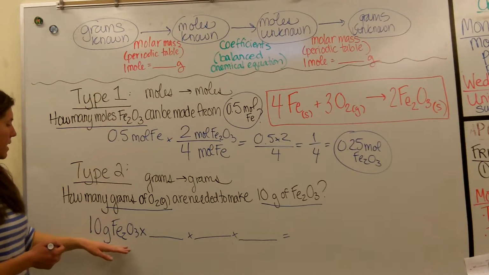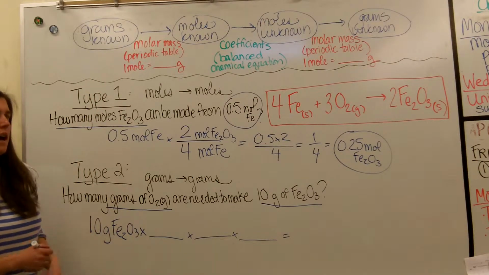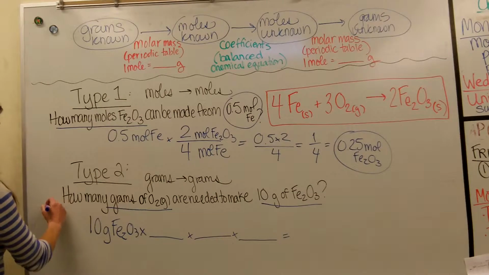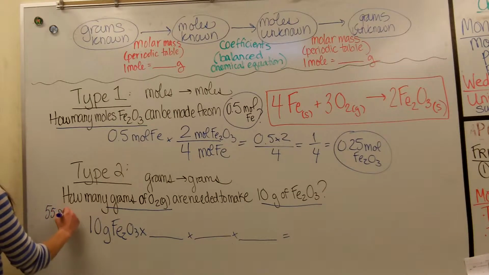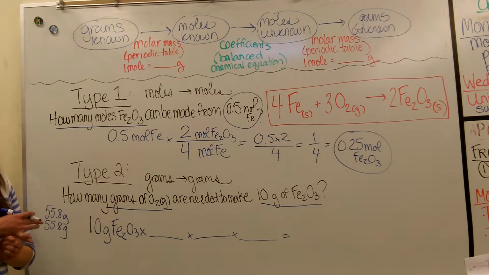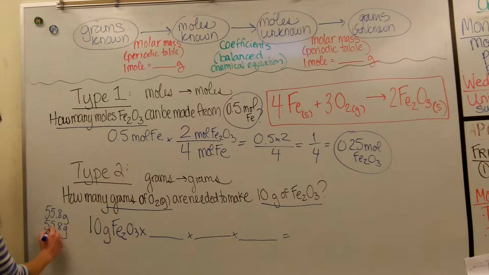Okay, so if I look up the mass of iron on my periodic table, each iron weighs 55.8 grams. And I have 2 irons, so I'm going to add those up. And I have 3 oxygens. Each oxygen weighs 16 grams. So I'm going to add 16 3 times.